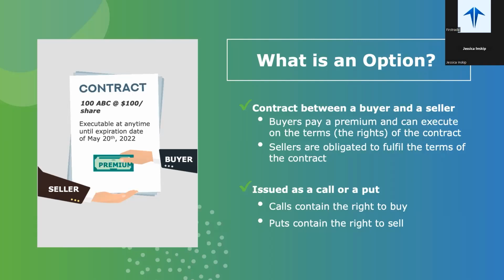There's, of course, other things with it, but if it sounds like there is a lot of legal jargon and it sounds like this legal binding contract, that's because that's exactly what it is. It is a contract between a buyer and a seller. The buyer can execute upon that contract. The seller is obligated to fulfill the terms. The buyer pays a debit, so pays the premium, and then the seller receives a credit and receives the premium. Of course, we're going to go through that one more time, but I'd like to just start with this: this is what an option is in its most basic form.